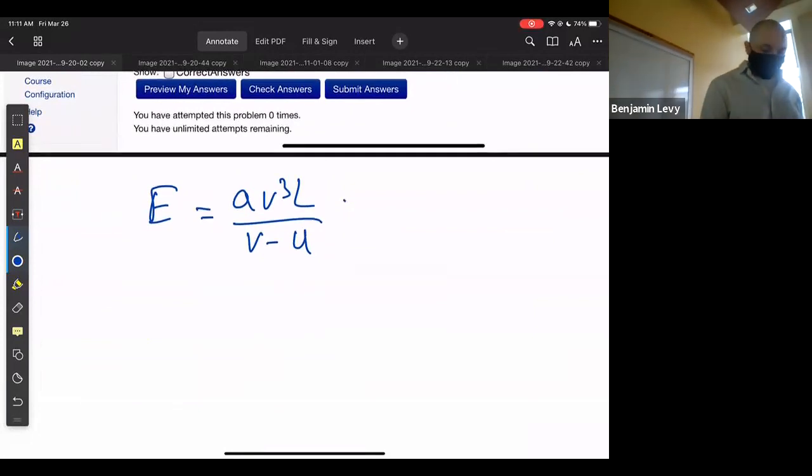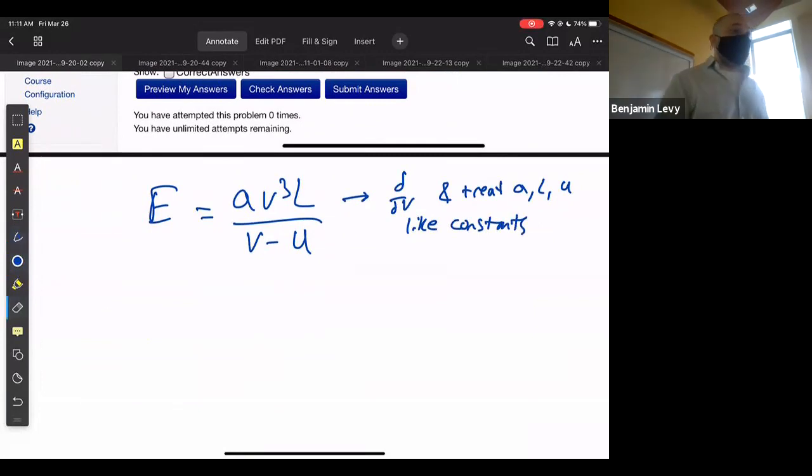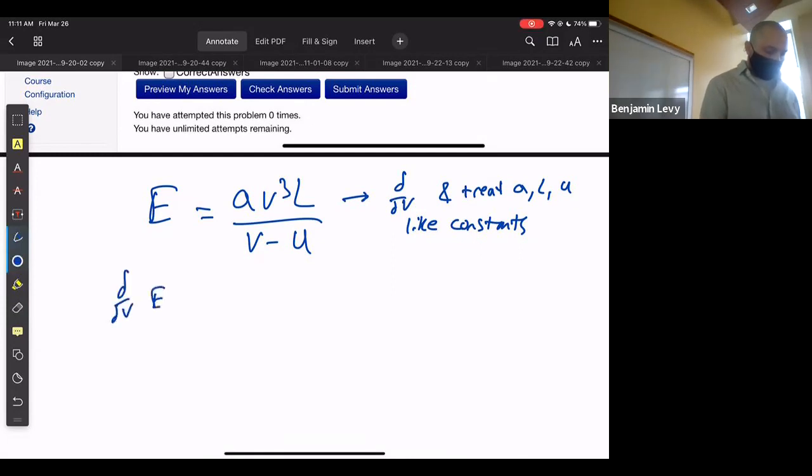And so we're going to do d over dv, and we're going to treat a, l, and u like constants. And if it helps, you could just put numbers in there if you wanted to, and then maybe it's less confusing. But when we think about it like that, and we do d over dv of e, it's going to be a quotient rule.